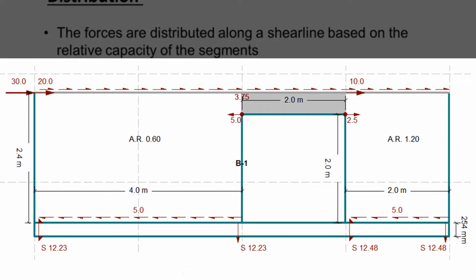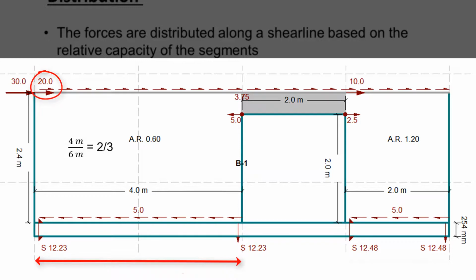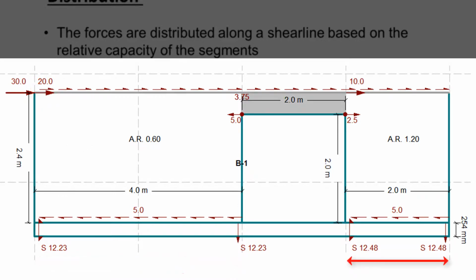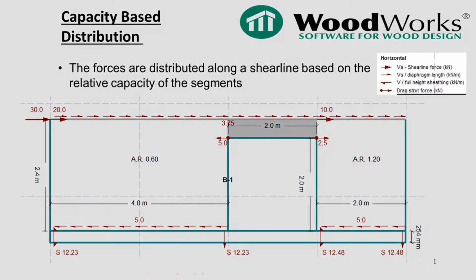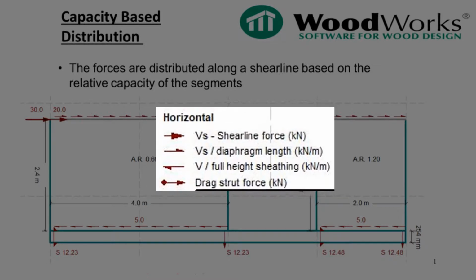This shear line has two shear resisting segments with a total length of 6 meters. The longer 4 meter segment on the left in this shear wall takes 2/3 of the 30 kN force, or 20 kN. The 2 meter segment takes the remaining 10 kN force. Please note that throughout this example, by looking at the legend, we will only talk about the shear line force.